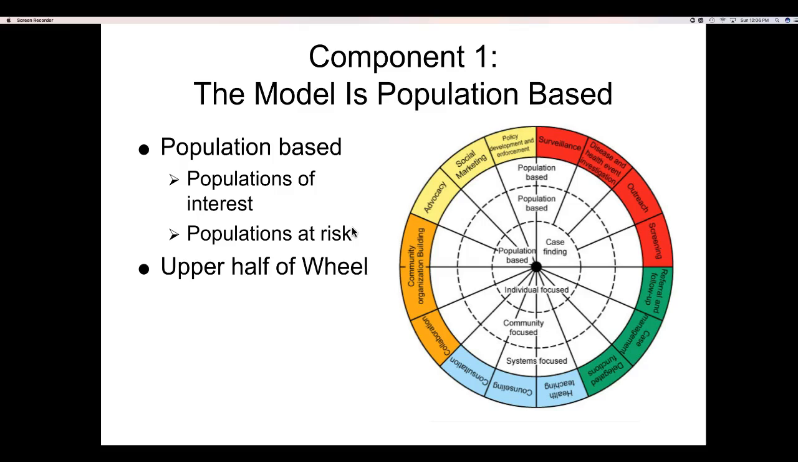All right, so component one, the model is population based. It looks at populations of interest and populations at risk. So that's the upper half of the wheel, right?